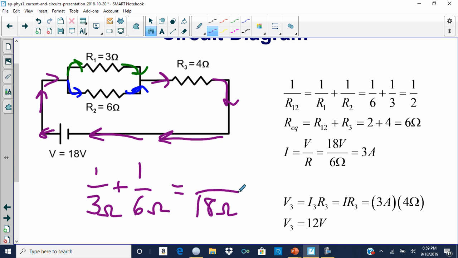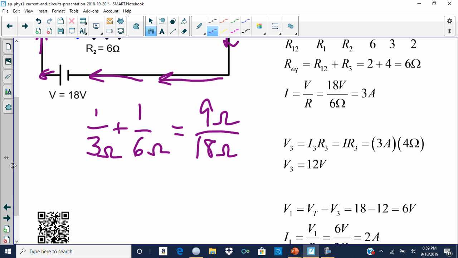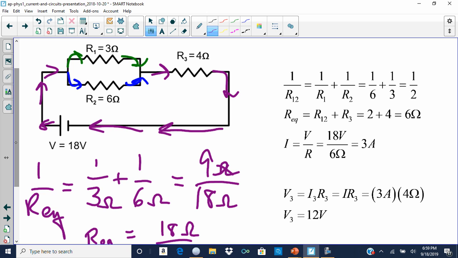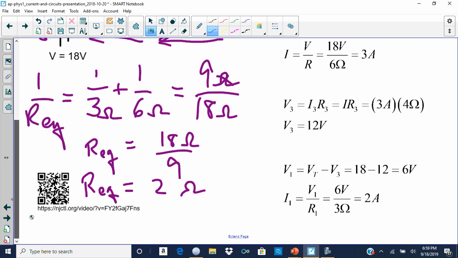And that is going to give me 9 ohms over 18 ohms. And then what I'm going to do is flip that, because this is 1 over R equivalent. So R equivalent is going to be equal to 18 over 9, and that gives me an equivalent resistance of 2 ohms. Did I get that right? Let's check. Yes. 1 over 6 plus 1 over 3 equals 1 over 2, and when you flip that, it gives you 2 ohms.